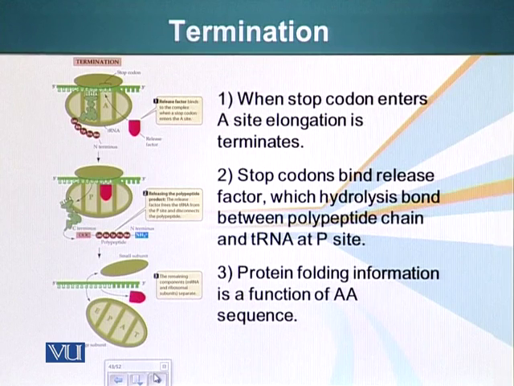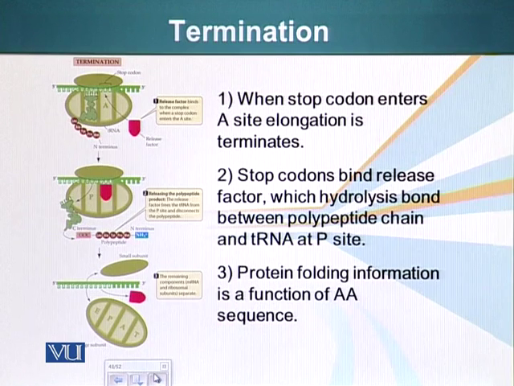When the stop codon enters the A site, elongation is terminated. This codon does not have any corresponding tRNA. It binds another factor that allows the final protein product, the polypeptide, to be cleaved off and released in the cytoplasm.